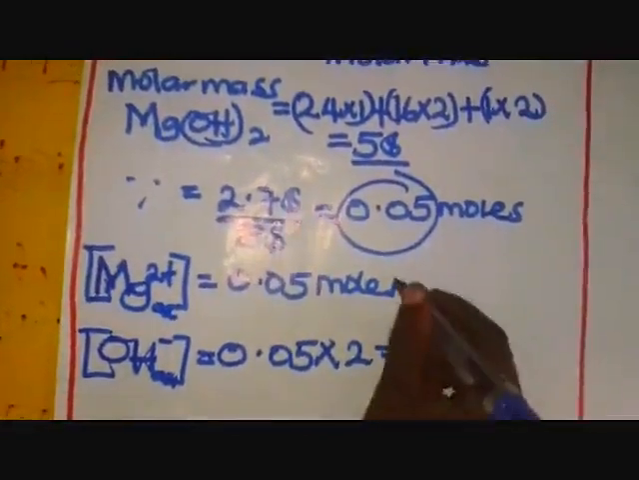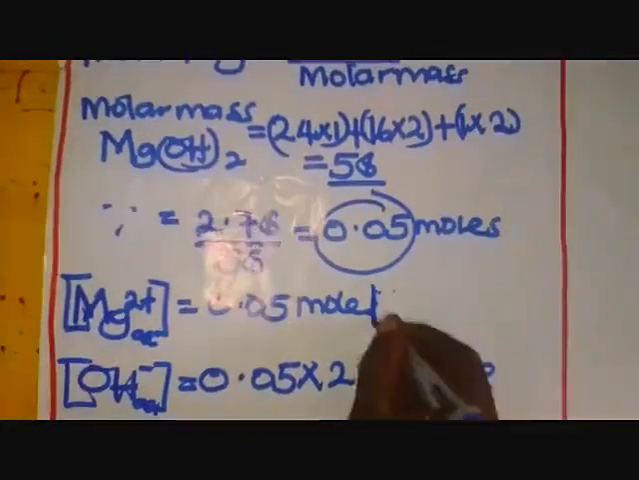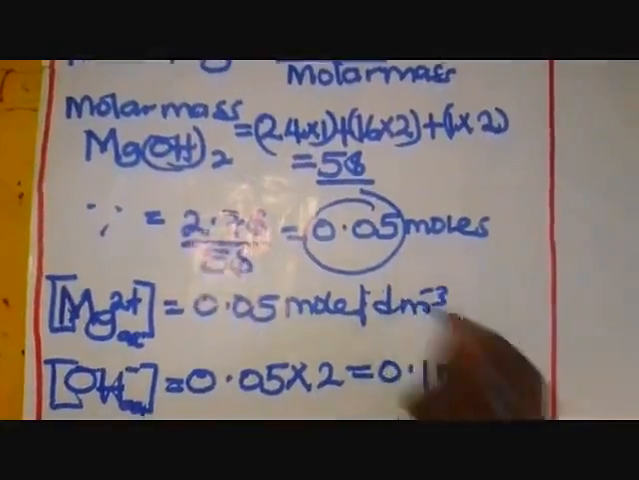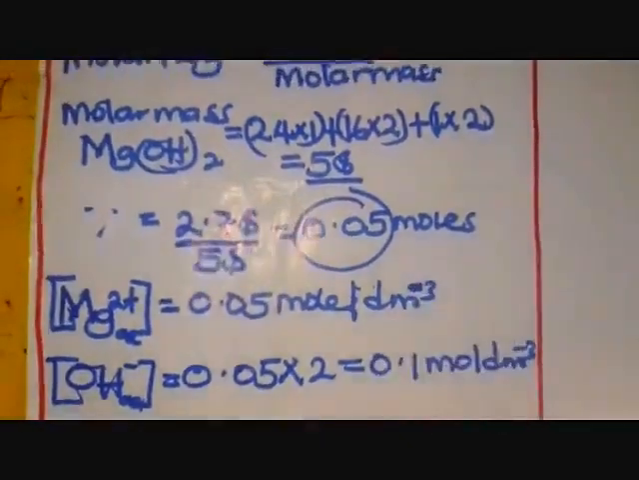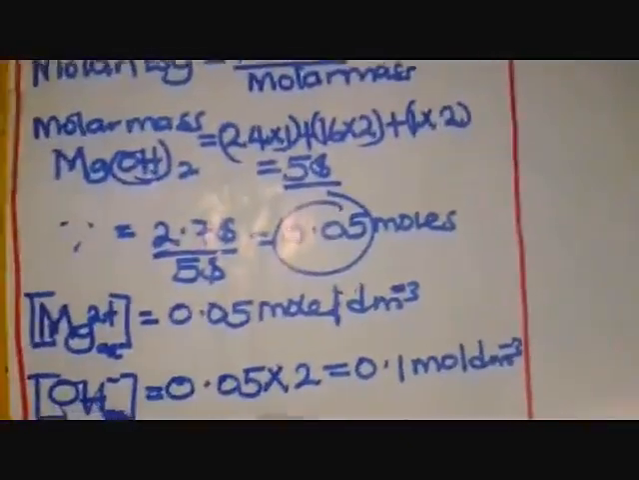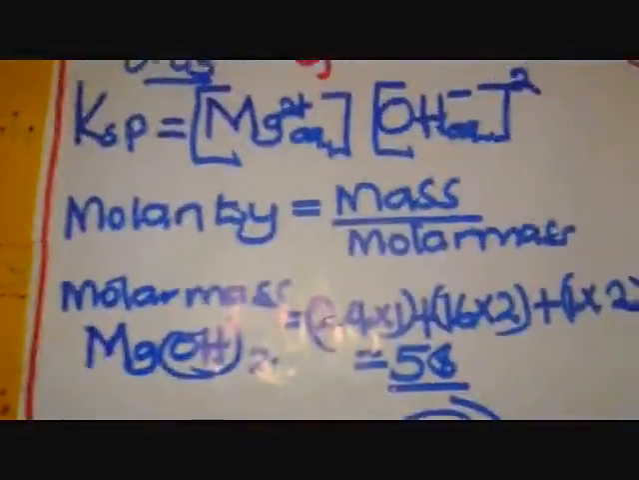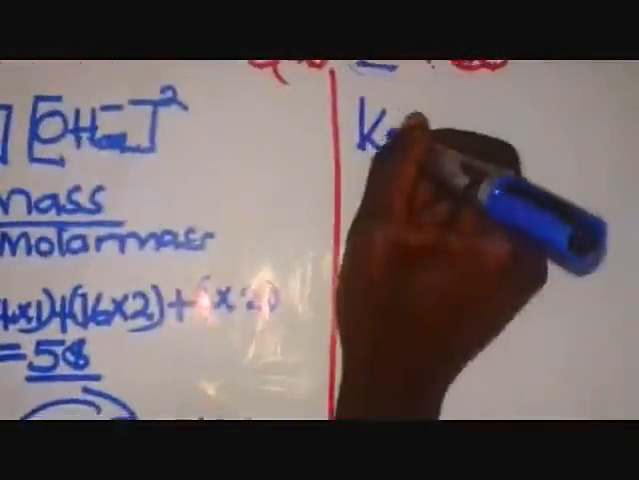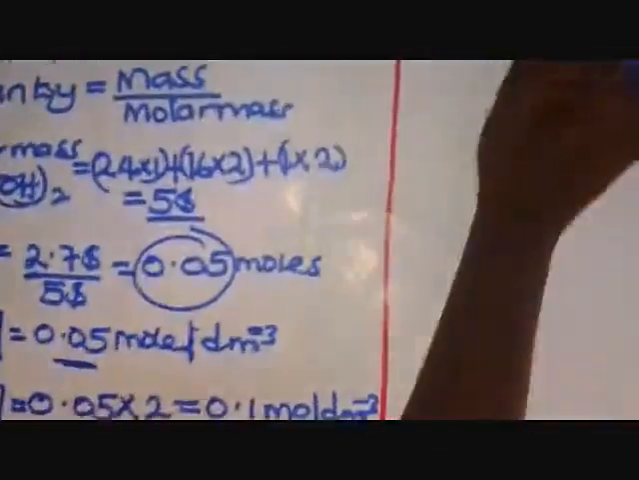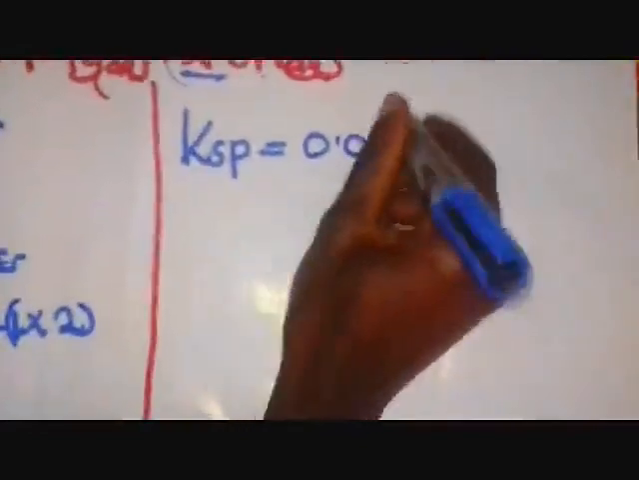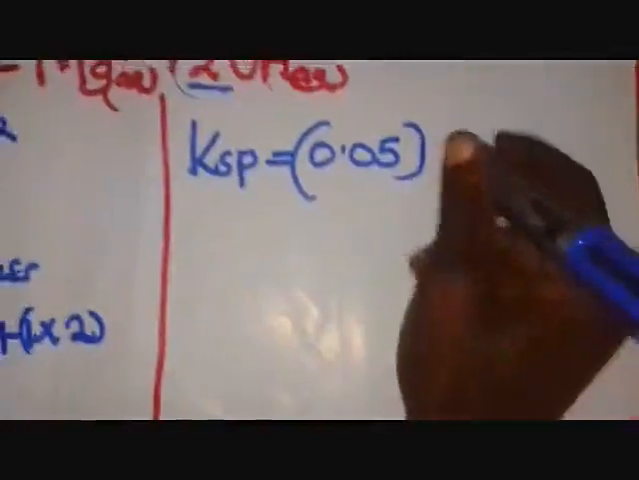Now remember, these are moles per dm cubed. Even these ones are moles per dm cubed. Then from there, we are going to find our Ksp by substituting into our expression. So our Ksp is going to be equivalent to the concentration of magnesium ions, which you have already got as 0.05. We don't repeat the other square brackets; we have already got it, so we use normal mathematical brackets.